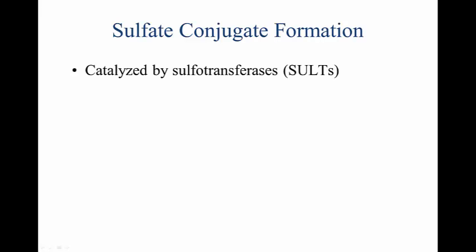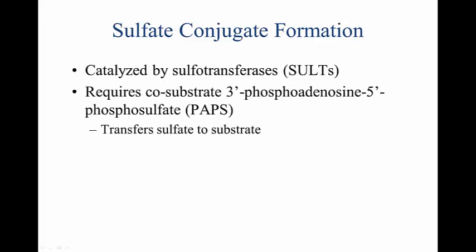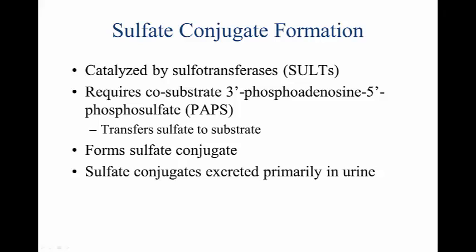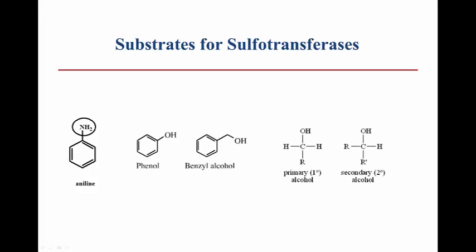Now let's discuss sulfation reactions. The formation of sulfate conjugates is catalyzed by sulfotransferases, which require the co-substrate 3-phosphoadenosine 5-phosphosulfate, or PAPS, which transfers a sulfate onto the substrate. Sulfate conjugates are very polar and are primarily excreted in the urine. Substrates for sulfotransferases include aromatic amines and aromatic and aliphatic alcohols. Only primary and secondary alcohols can react with sulfotransferases.